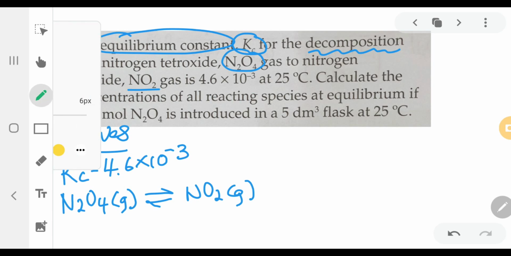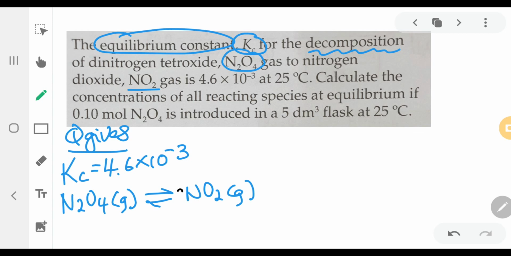So how do you balance it? Of course, you put the number 2 in front of NO2. The basics are still the same as what we learned at the beginning of the semester: if the question does not give you the chemical equation, you have to figure it out and make sure you have a balanced equation. Regardless of whether you have a non-reversible or a reversible reaction like we have here, the most important thing is to have a balanced equation first. That is super important.